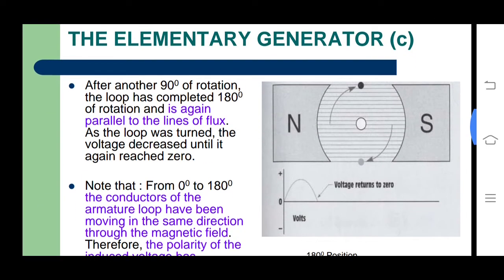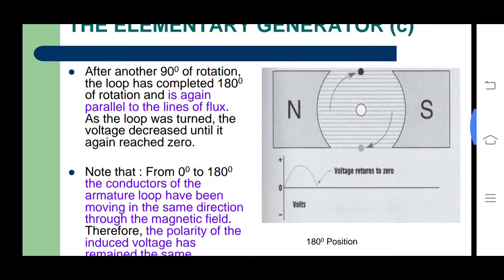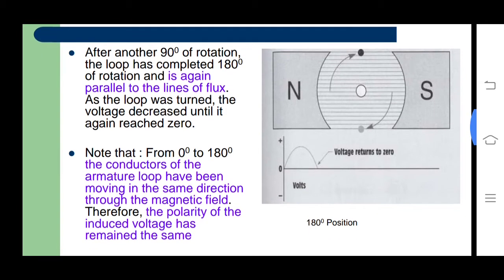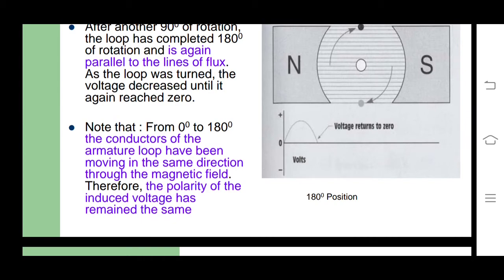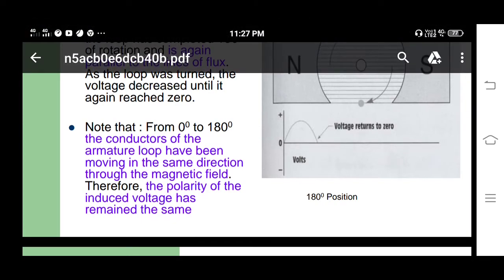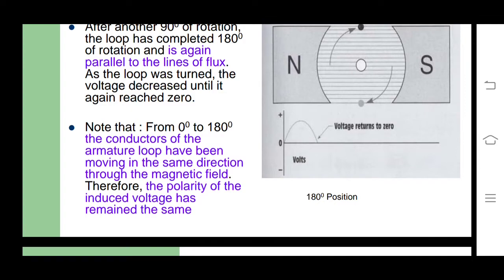So after another 90 degrees of rotation, the loop has completed 180 degrees of rotation and is again parallel to the lines of flux. As the loop was turned, the voltage decreased until it again reached zero.